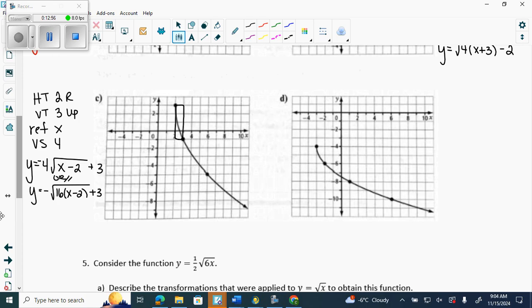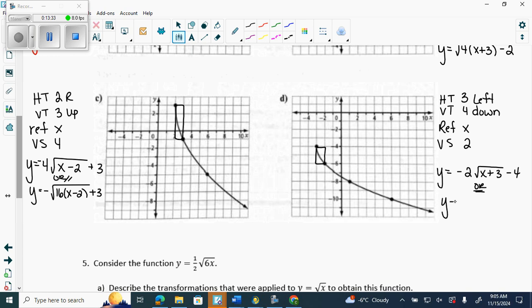Done. All right. This one has a horizontal translation 3 left, a vertical translation 4 down. You can only do short form because this is not on the test. It's down and to the right, so we still only have a reflection in the x. And a vertical stretch, so we go over 1, it's a 1 by 2 box, so vertical stretch by a factor of 2. So we get y equals negative 2 square root x plus 3 minus 4, or y equals negative square root of 4 times x plus 3 minus 4.